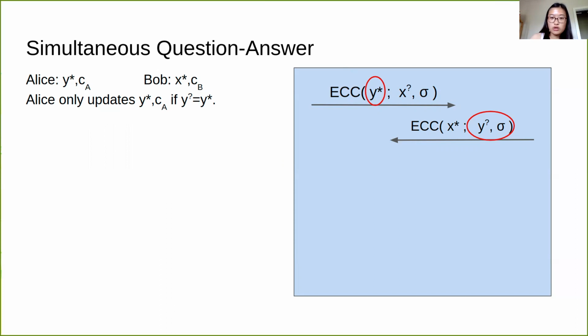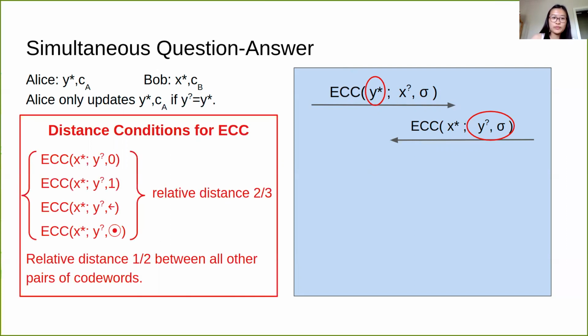So as before, we're going to need some properties of the error coding code just to guarantee that we can get distance 1/3, or the error resilience 1/3. And so here are the conditions. Given any X star and Y question mark, the 4 instructions, 0, 1, rewind, and bullet have to be relative distance 2/3. And outside of this, every other pair of code words has to have relative distance 1/2. And we can show that you can construct this, and it's not too hard. So that's what our ECC is going to look like.